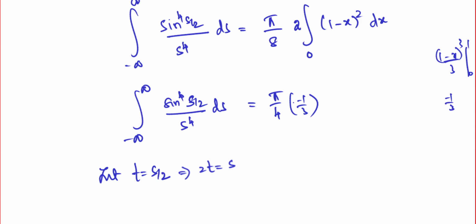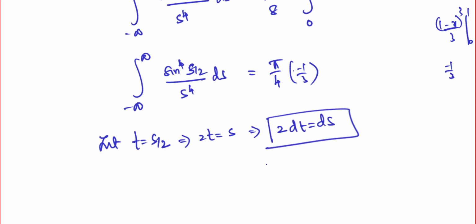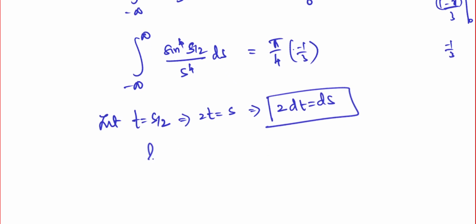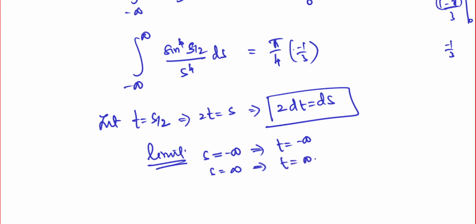In other words, here I can replace s to the power 4 by (2t) to the power 4, and further it will give you 2 into dt is equal to ds as well. So ds can be replaced by 2 into dt. Also the limits you have to check. As s is equal to minus infinity, this gives you t also minus infinity. As s equal to plus infinity, this gives you t also plus infinity.